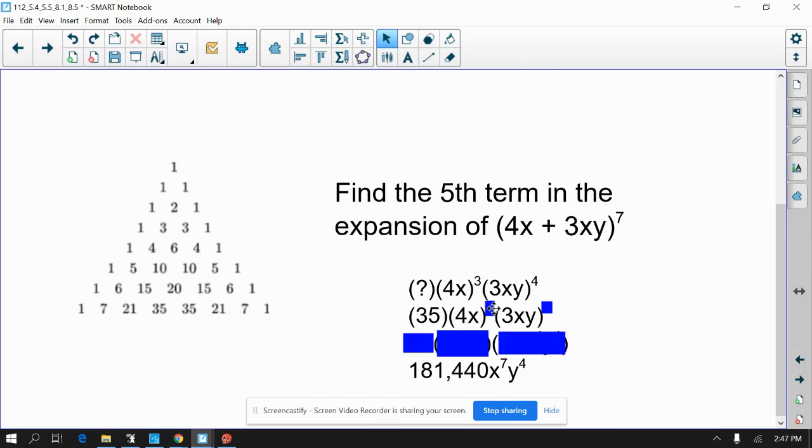And now it's just a matter of evaluating correctly. You have to do exponents first. So forget about multiplying 35 times 4. You have to do 4x cubed first. That's 64x cubed. And then you have to do 3xy to the 4th, which is 81x to the 4th y to the 4th. Now you have all multiplication, and you can just multiply all the numbers. 35 times 64 times 81 gives you this monster. x to the 3rd times x to the 4th, I can combine to become x to the 7th, and then you have y to the 4th.